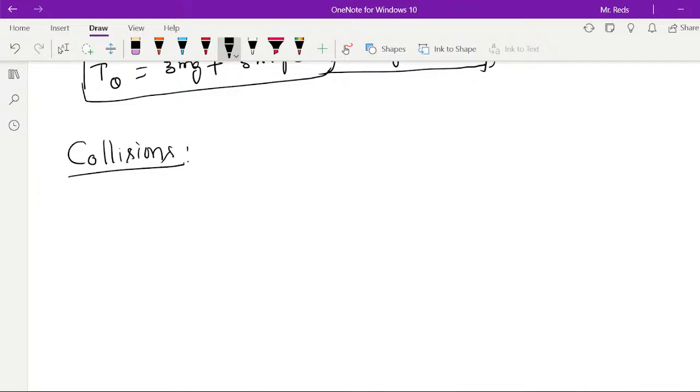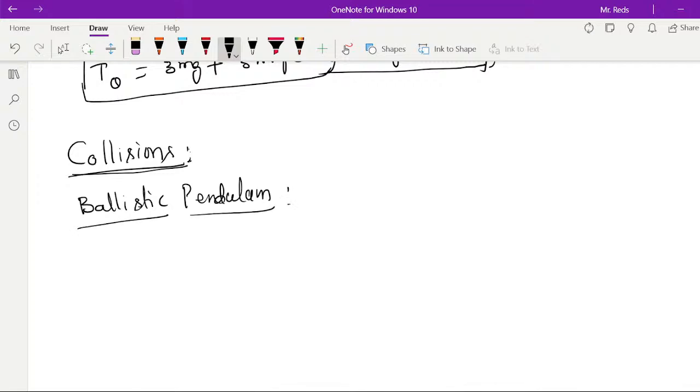Let us see the collisions part now. Collisions, already I have discussed this in the class. This time, continuing this part only: coefficient of restitution and related part, and also the ballistic pendulum under this. Let me first give you what the ballistic pendulum is, then the coefficient of restitution part. Ballistic pendulum. What is this ballistic pendulum?